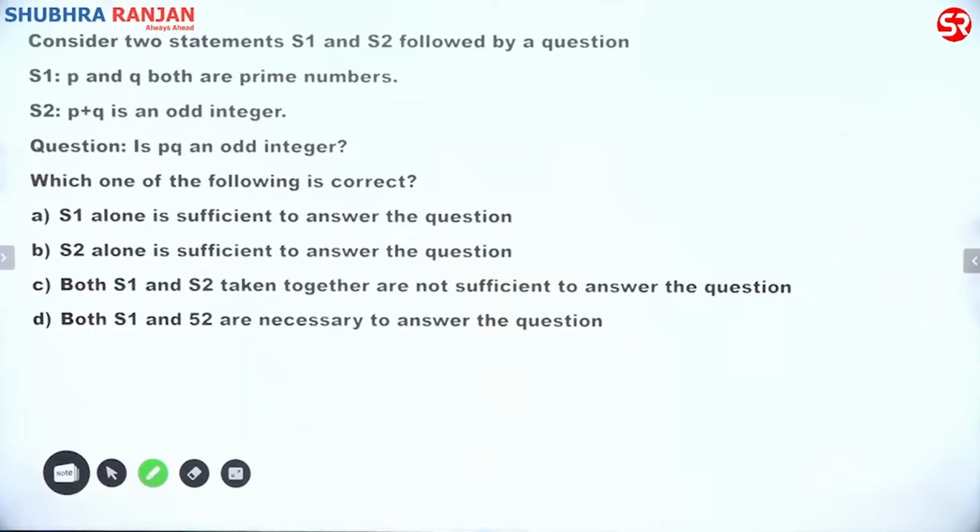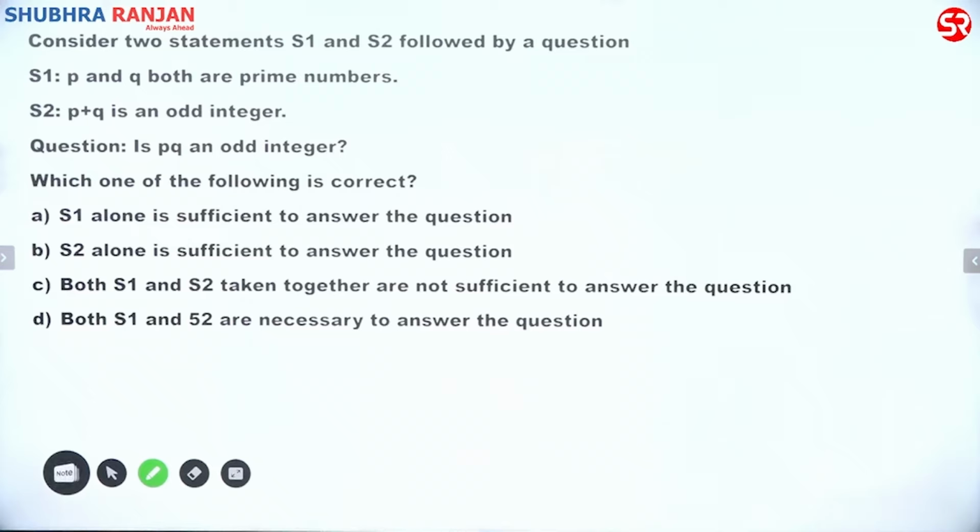वो आ गया सेम तेरा वाला क्वेश्चन. P and Q are both prime, P plus Q is an odd integer, is P into Q odd? सब क्लासेस में अपन लोगों ने किया हुआ. Question very nice है.